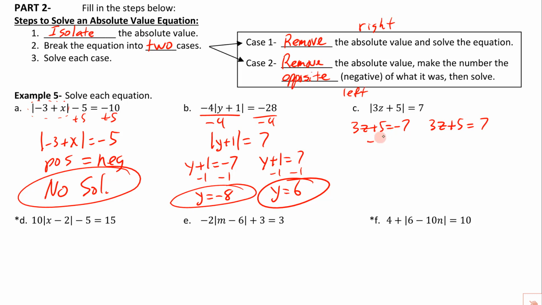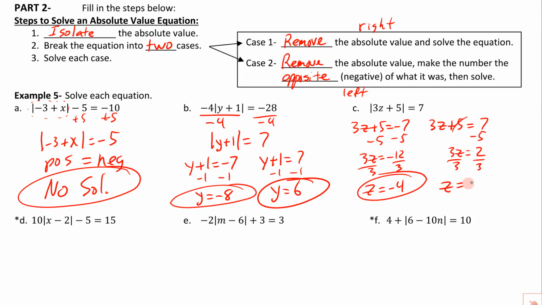And let's go ahead and solve here. So I'm going to subtract 5. So we're going to have 3z equals -12. Divide by 3. And we get z equals -4. That's one of the answers. And then over here, we're going to subtract 5. We get 3z equals 7 minus 5 is 2. Divide by 3. We get z equals 2/3. Very different answers. One of them happens to be a fraction, but we solved that correctly, so we're in good shape.